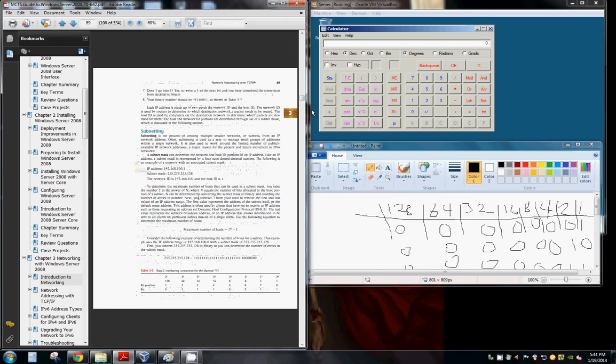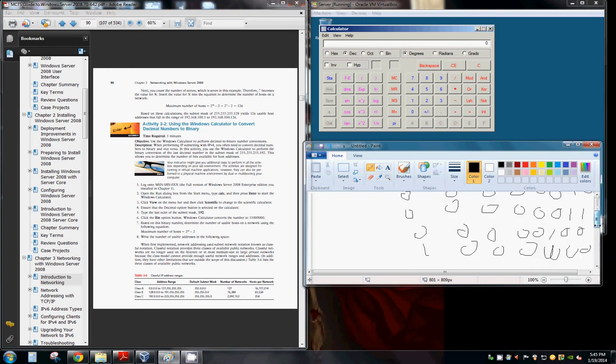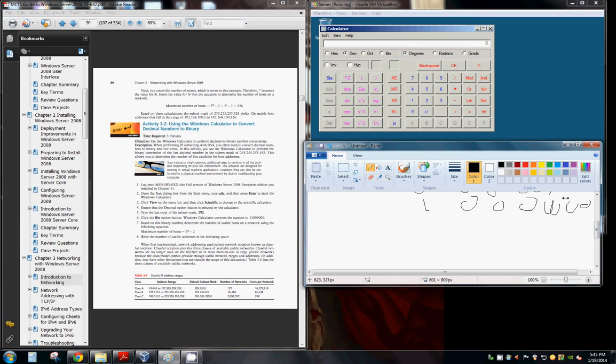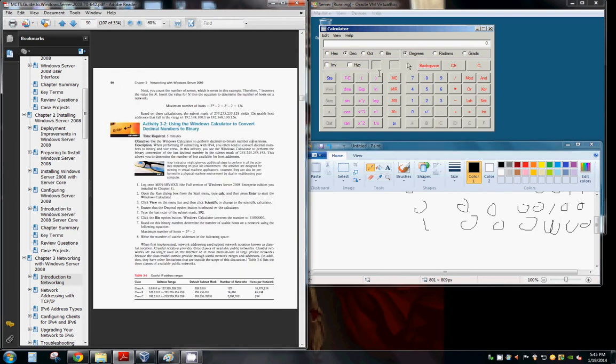To determine the maximum number of hosts, you have to figure out n. N is the number of zeros in the subnet mask's last number. For this example, I picked 128. So there's 1 of the 128, and then 0 of everything else. In this, you want to find the last number in your subnet mask, which I picked as 128, and assign it a value. So it asks us to do that.